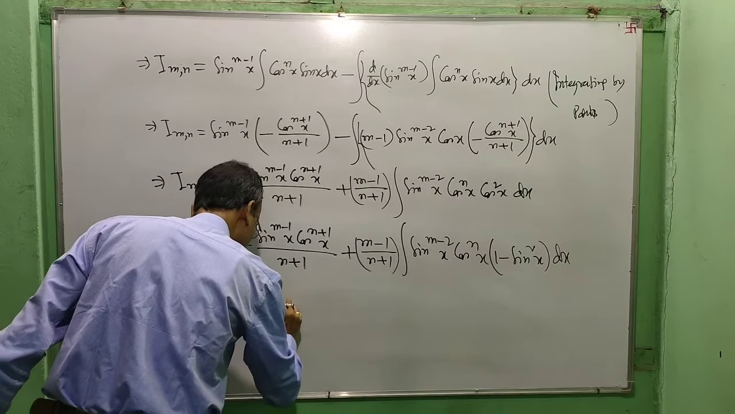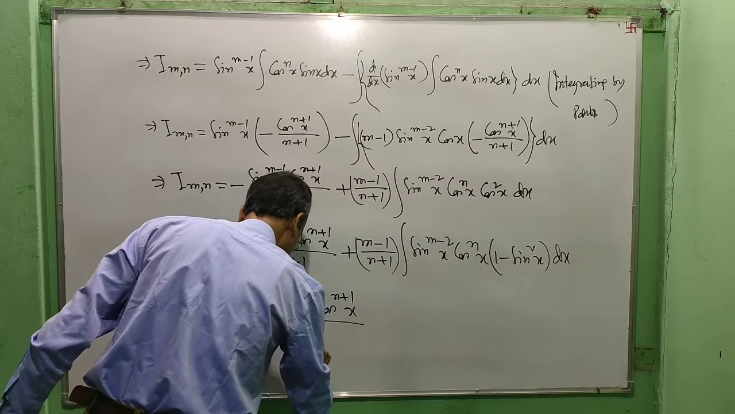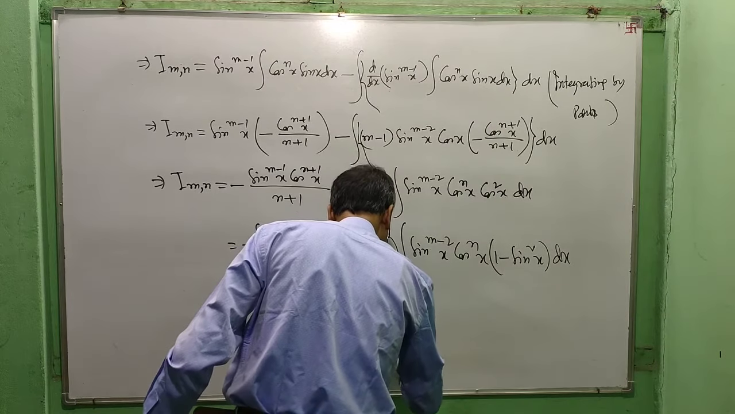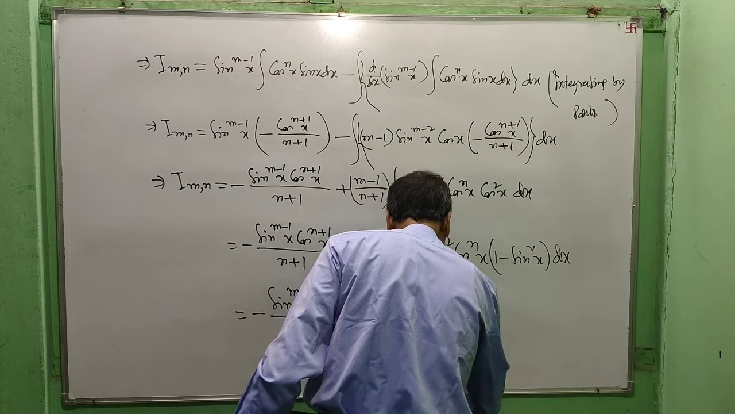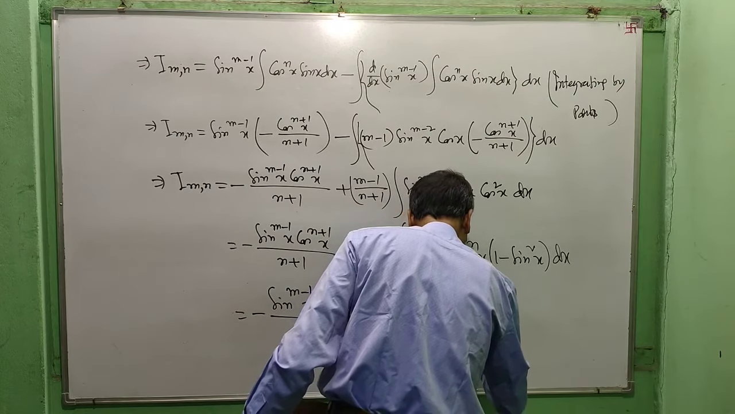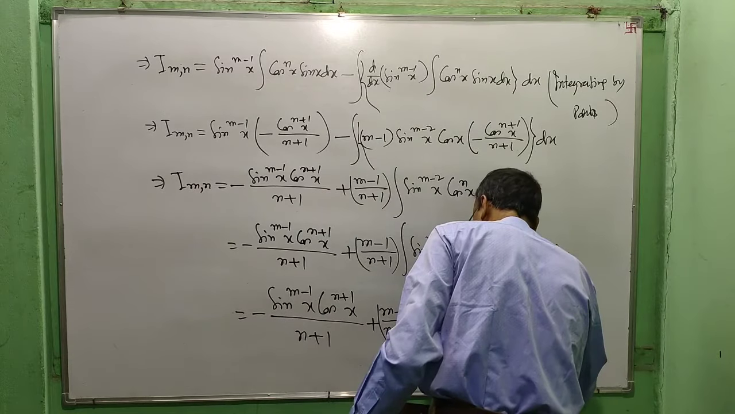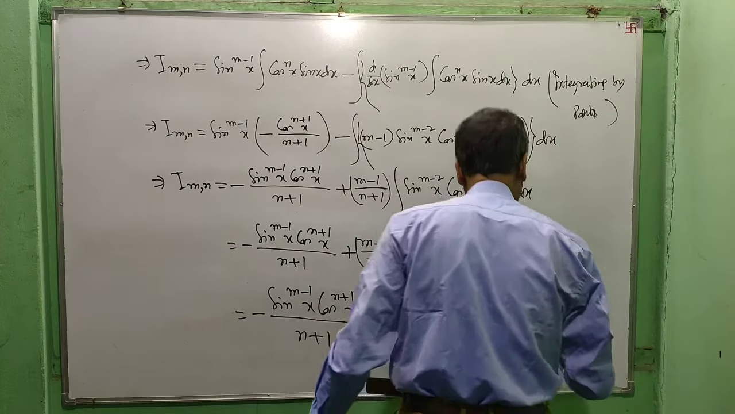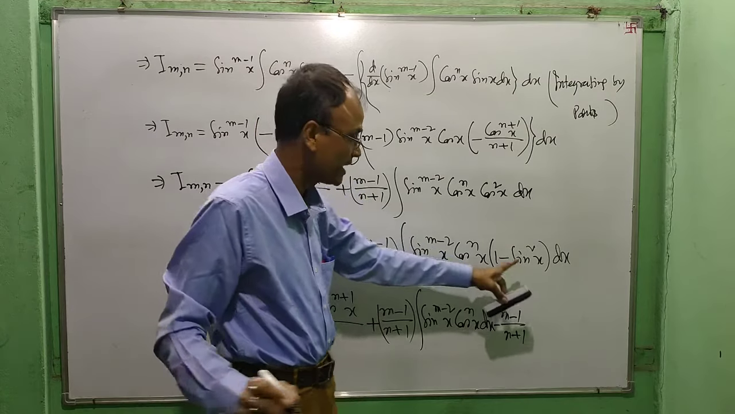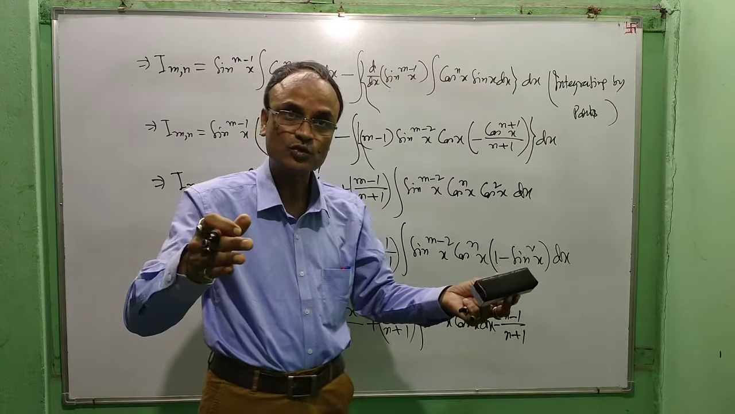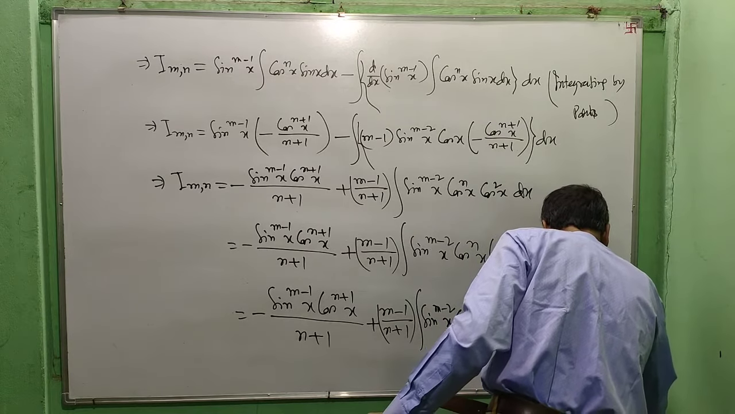This is equal to minus sin to the power (m minus 1)x cos to the power (n plus 1)x divided by (n plus 1), plus (m minus 1) by (n plus 1), this into 1, it will be equal to integration sin to the power (m minus 2)x cos to the power n x, minus (m minus 1) by (n plus 1) sin to the power (m minus 2)x into sin square x. Sin to the power (m minus 2)x into sin square x will be equal to sin to the power (m minus 2 plus 2), means sin to the power m x, so integration sin to the power m x into cos to the power n x. You will get this one.